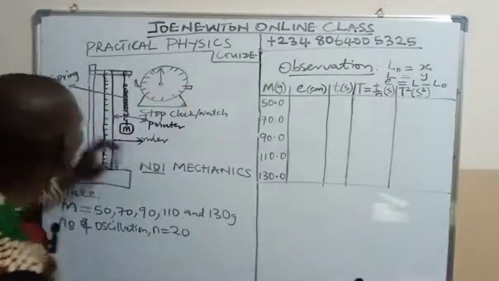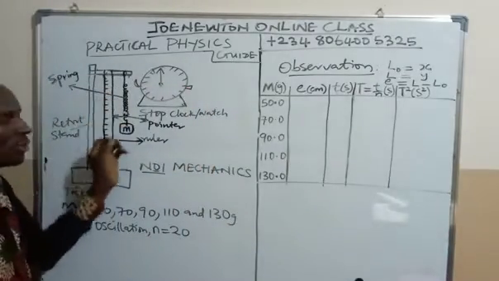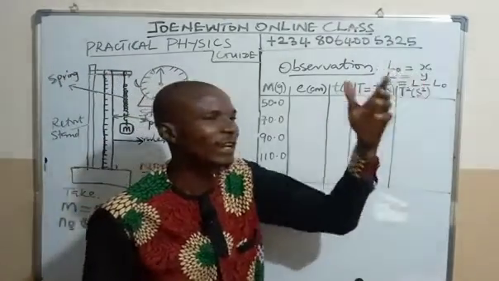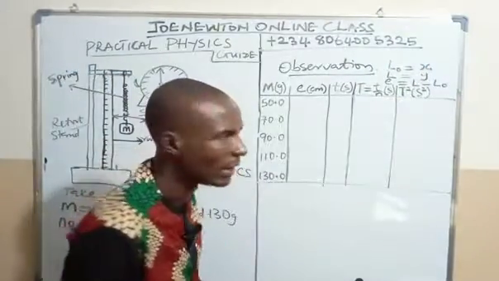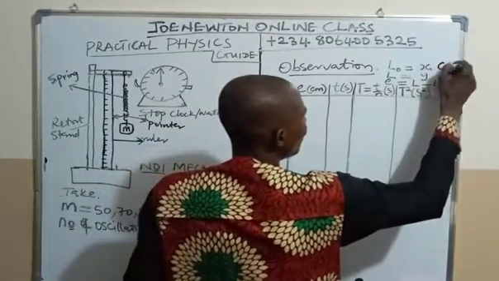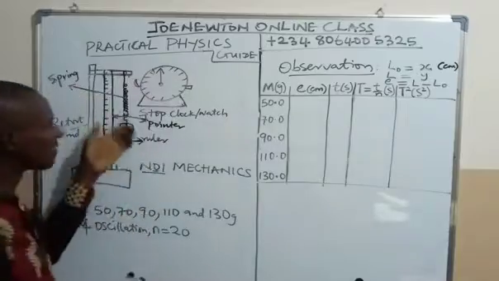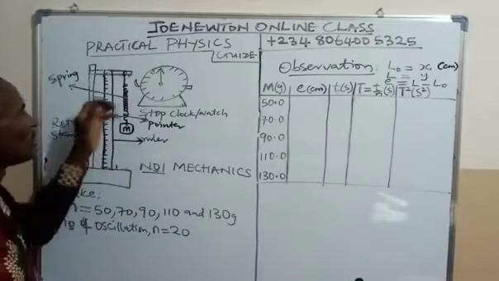First of all, we have to measure the initial length of the spring. That is the original length of the spring. I call it L0. Let's take it to be X in centimeter. Then in each case, when we suspend the mass, we now have the extension.